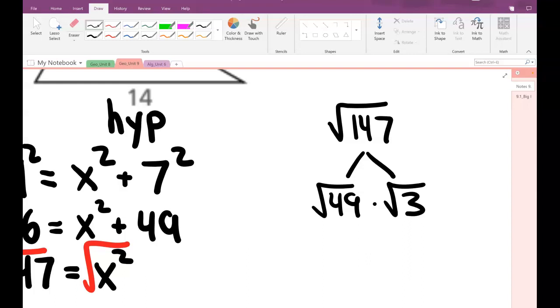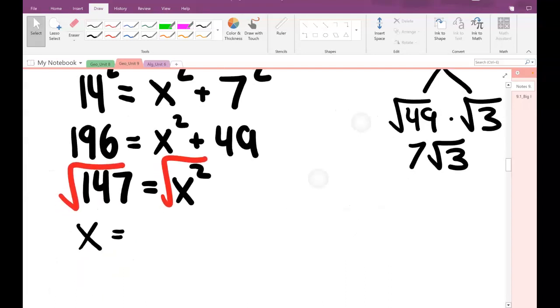Yeah. Can't you just do it on a calculator? No, because Big Ideas is going to ask for the exact answer. A decimal would be a rounded answer. So we simplify one step further. This is going to give us a whole number. The square root of 49 is 7. So this would be 7 square root of 3. So our x value, our exact answer, is 7 square root of 3.